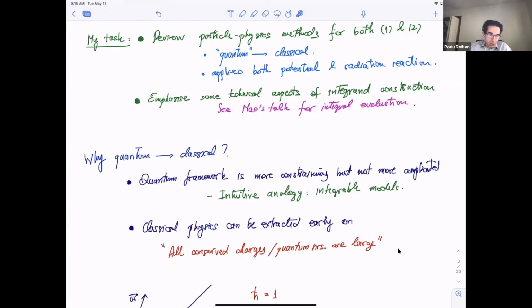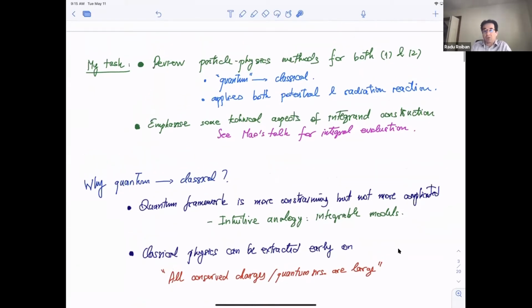Once one starts with a quantum framework, one needs to talk about the classical limit. And again, everybody has their own favorite way of taking it. Mine is in the context of the correspondence principle. You just take all conserved charges to be large, and if you do that, classical physics will fall in your lap.